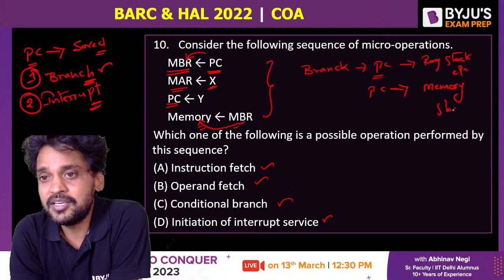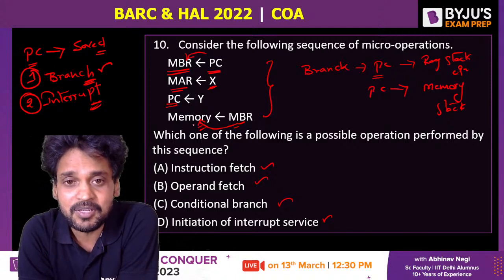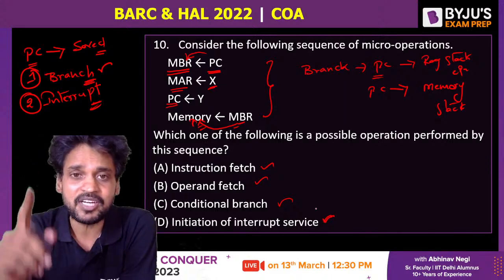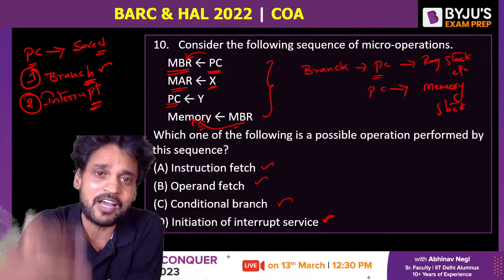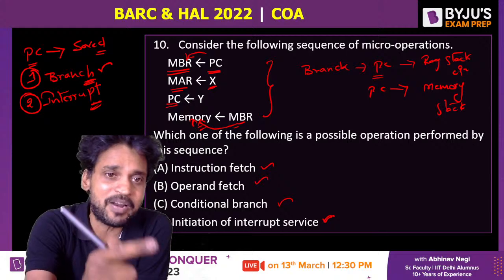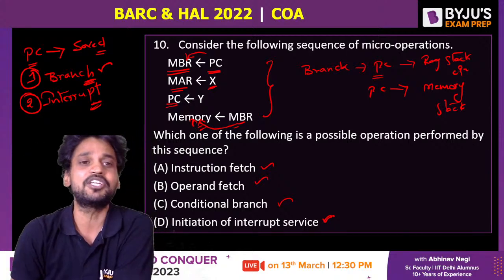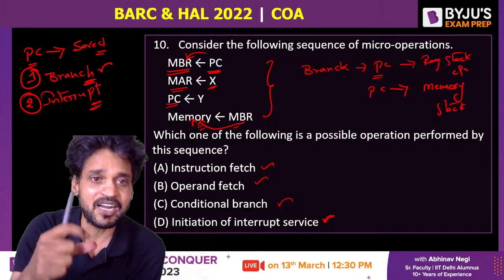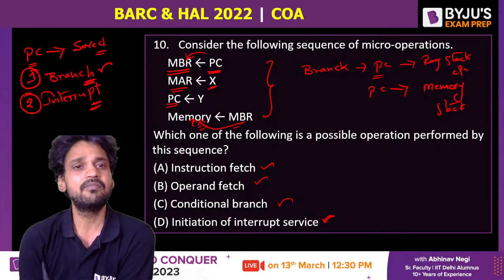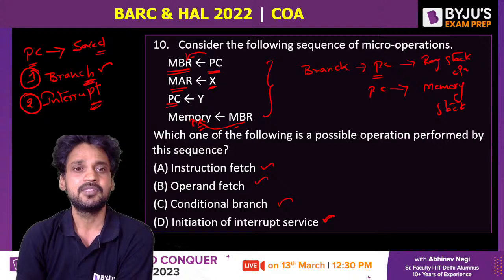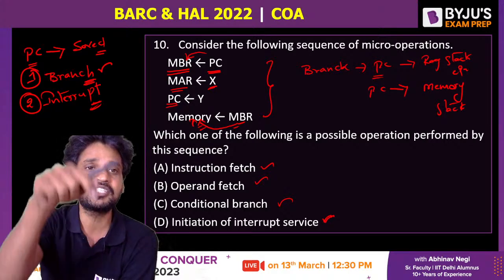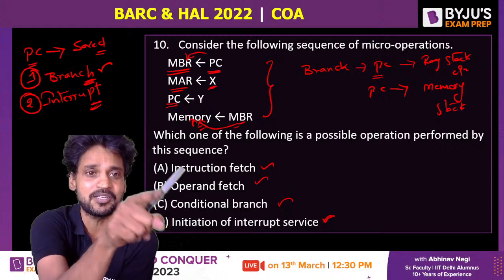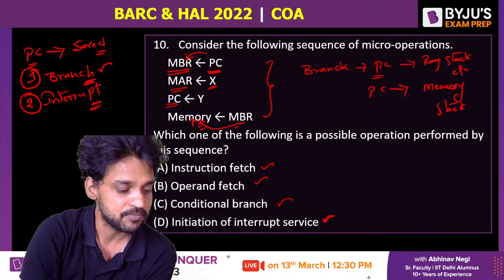So here the program counter is being transferred to the memory. That means it is nothing but the initiation of the interrupt service. Understand, there are only two cases where the program counter value will be saved. First case is the branch instruction. Second case is the interrupt, during the call of the interrupt service routine. For branching, we don't send the program counter to the main memory; within the CPU stack itself, we save the program counter value. But during the interrupts, we send this program counter value to the main memory. I hope you got my point.